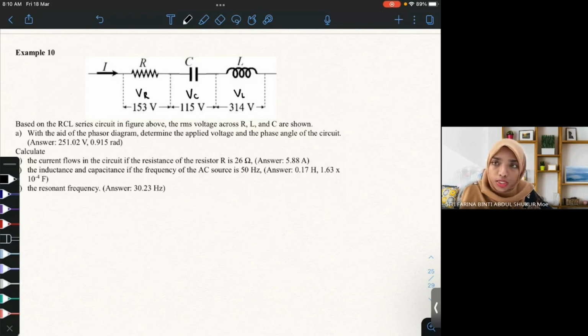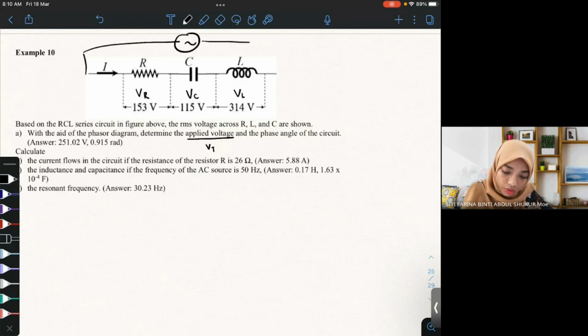Okay, so the first question here is, with the aid of the phasor diagram, determine the applied voltage and the phase angle of the circuit. Okay, so we are going to find the applied voltage, maksudnya V total dekat sini. This is what we are looking for, this V, for all these three components connected in series. And we also want to find the phase angle. However, the question has mentioned that to determine these two, you need to use phasor diagram.